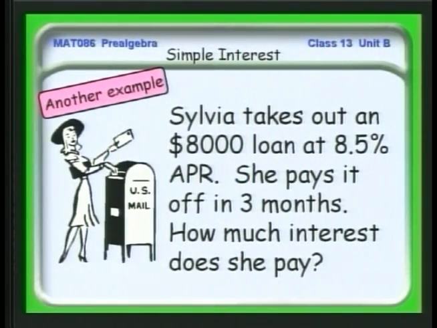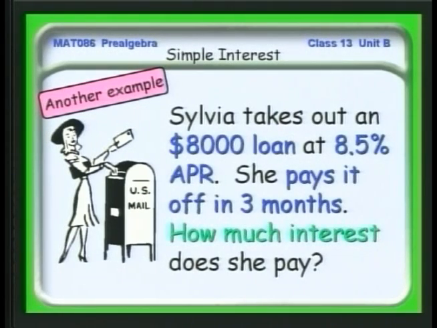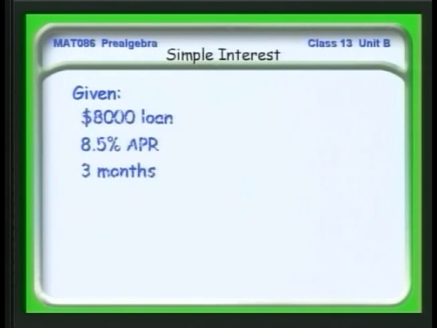Let's look at another example that works in the same way. Sylvia takes out an $8,000 loan at 8.5% APR. That's for 1 year, but she pays it off in 3 months. And now we're going to ask, how much interest does she pay? Looking for the information, $8,000 loan, 8.5% interest rate per year. How much interest does she pay? Here's the information we're given.